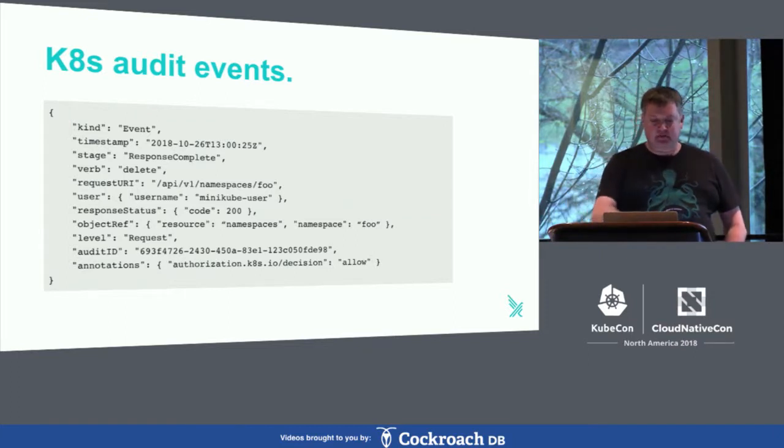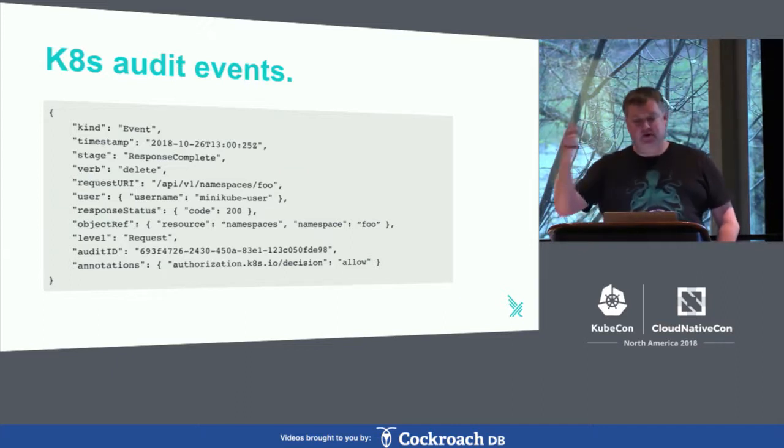In this case, this audit event represents deleting a namespace, so the verb is delete. We have a URI. We can say who they are, so they have a username. It could also be service account information. We have the response status. It's HTTP level responses, but they map to the expected yes, no kind of thing. In this case, it's referring to a namespace, so that's what object ref is for.